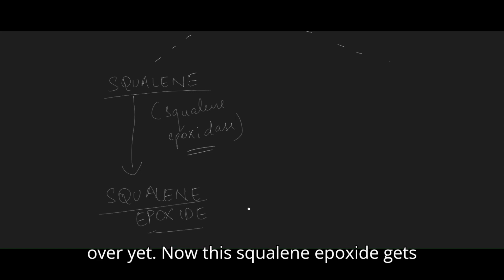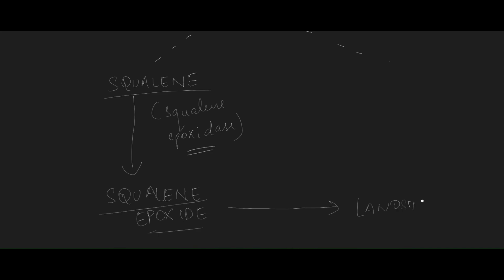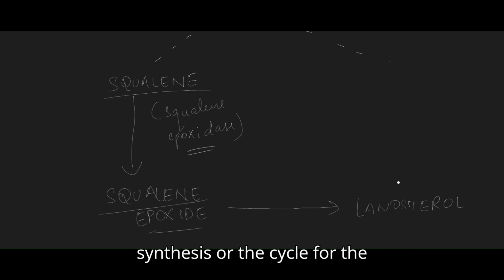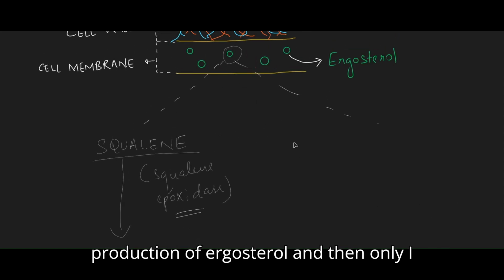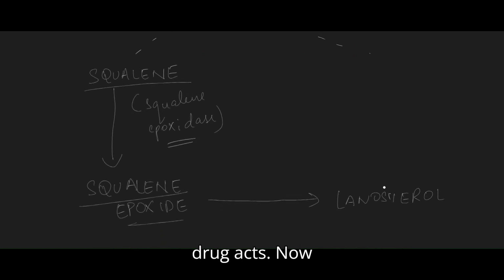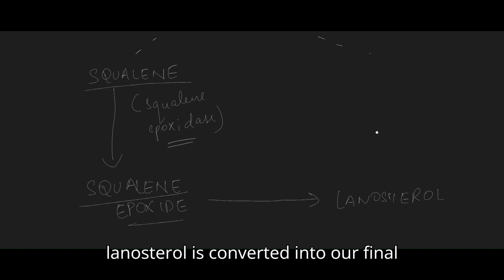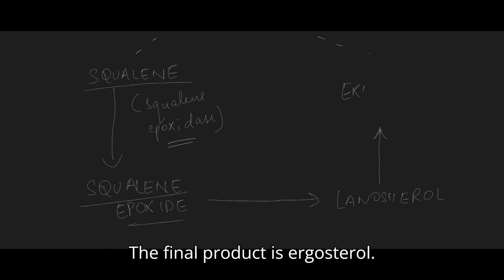The cycle is not over yet. Now the squalene epoxide gets converted into another structure called lanosterol. What I'm showing you right now is the synthesis or the cycle for the production of ergosterol, and then only I can show you how and where the drug acts. Now lanosterol is converted into our final product. Now what is the final product? The final product is ergosterol.